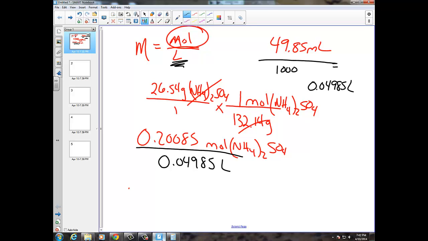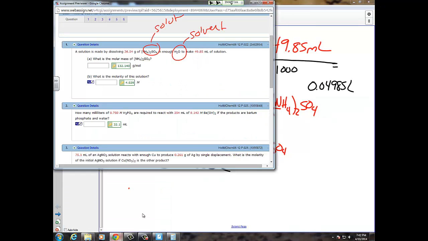All right, so now I have units of moles per liter, which is a concentration. That is a molarity unit. And then when I get done dividing, you're going to get your answer of 4.029.